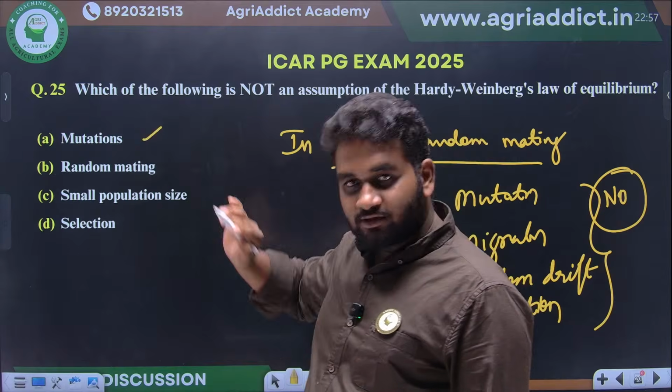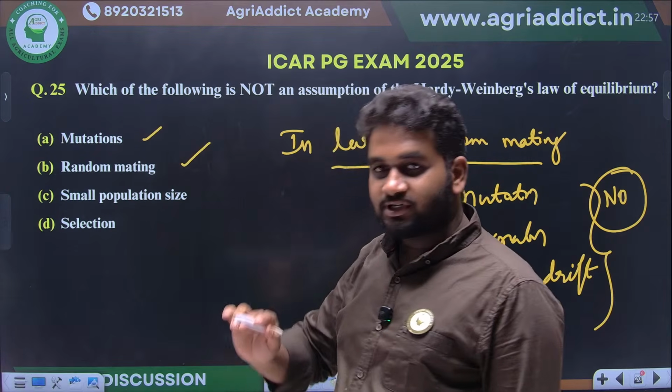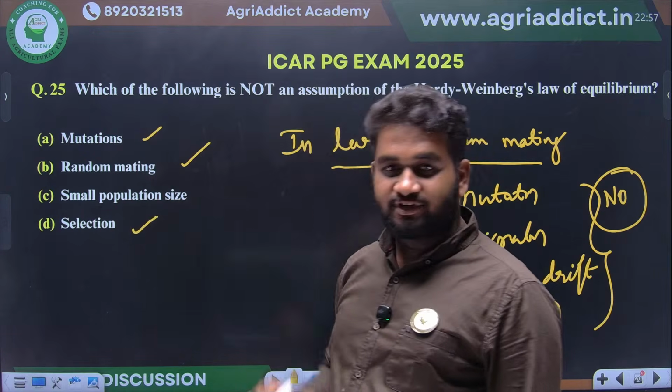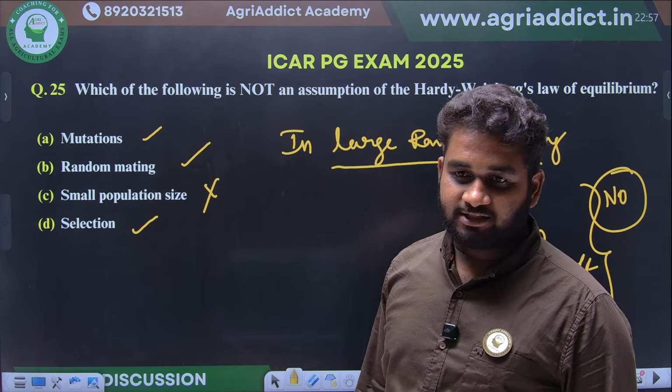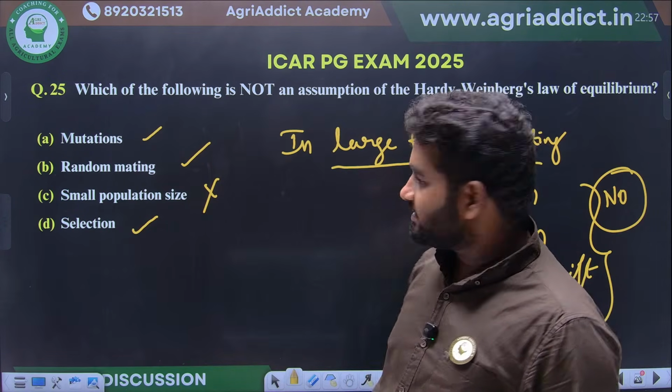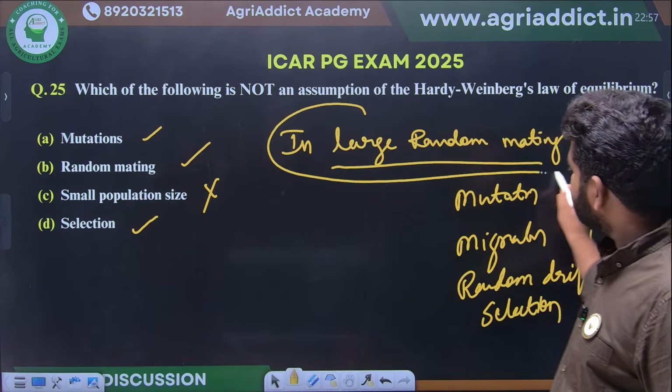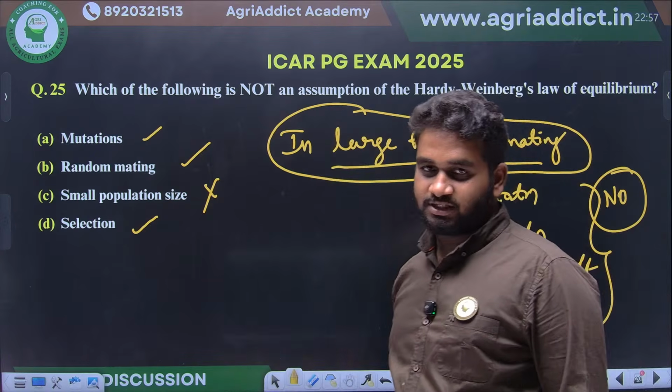Mutation is an assumption, random mating is an assumption, selection is also an assumption. Small population size is not an assumption. C. As I told, in a large random mating population, this is your assumption.